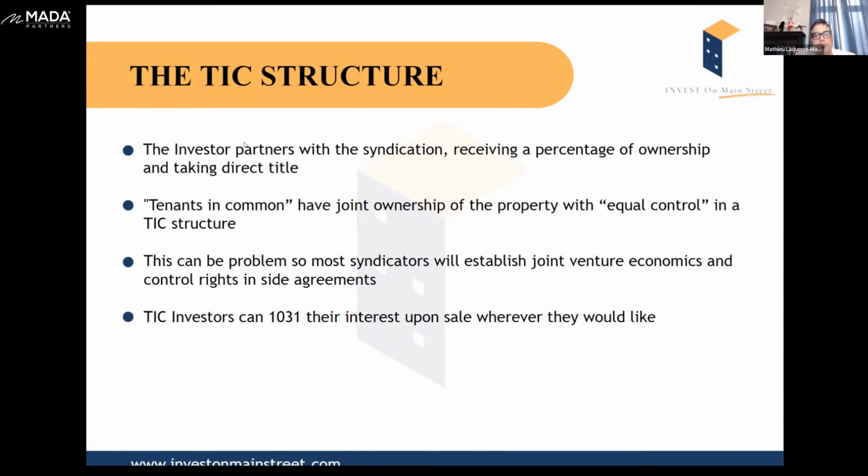Okay. Yeah. So the TIC structure, it's basically what I described. The investor partners with the syndication, receiving a percentage of ownership and taking direct title. Tenants in common have direct joint ownership over the property with, quote, equal control in the TIC structure. This can be problematic. So syndicators will establish joint venture economics and control rights in a side agreement, because there's a trust that needs to happen between you and your partner in any business.